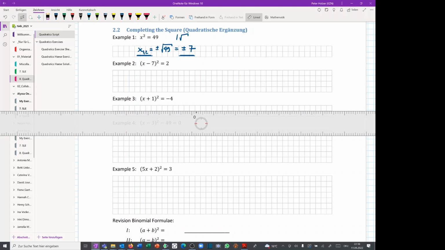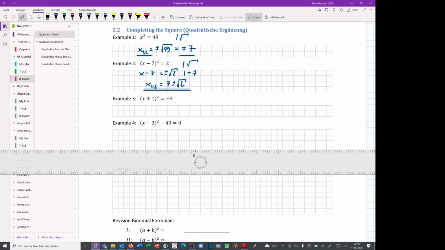Now continue with example 2. Stop the film, and here comes the solution. Again, we take the root, we get x minus 7 equals plus minus the root of 2, and then we add 7 and we get x1,2 equals 7 plus minus the root of 2. Remember that this is just a short way of writing down the two results, x1 equals 7 plus the root of 2 and x2 equals 7 minus the root of 2.